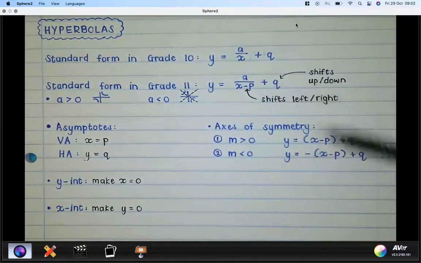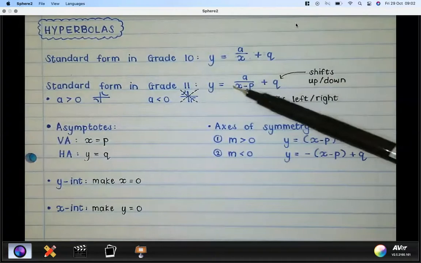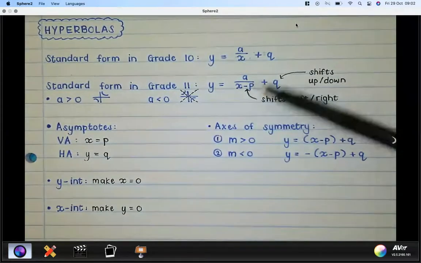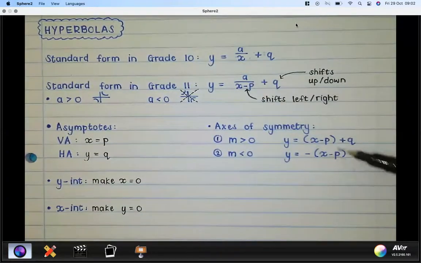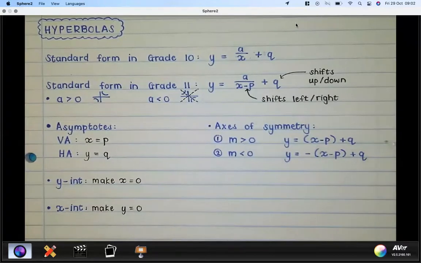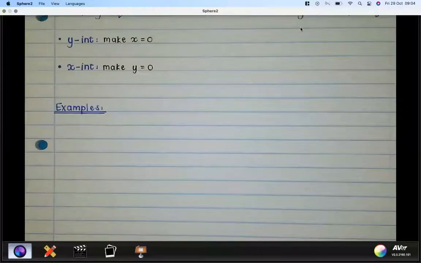For your negative axis of symmetry, you're going to say y equals negative your whole denominator. So for that one, you do need the brackets and then plus q. All right. If I'm going too fast, then you must just pause and then copy down from there.